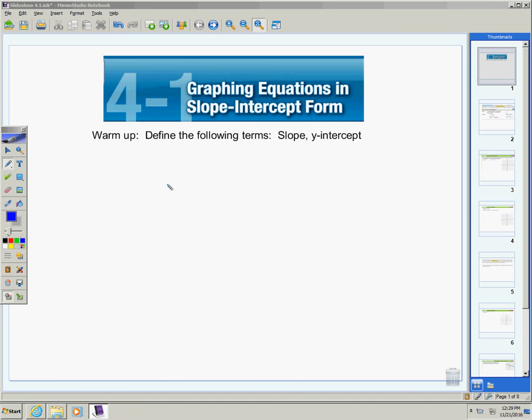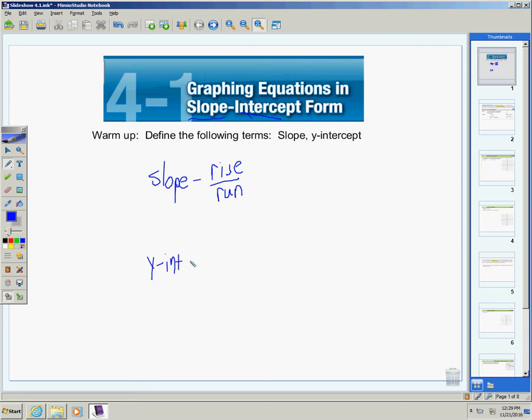Going to be talking about graphing equations in slope-intercept form. We need to make sure we understand what both of these words mean though. Slope, remember we think of that in various different ways. The easiest way to think of it is rise over run, but this is basically the rate of change of a line. And y-intercept, that's going to be where a graph crosses the y-axis.